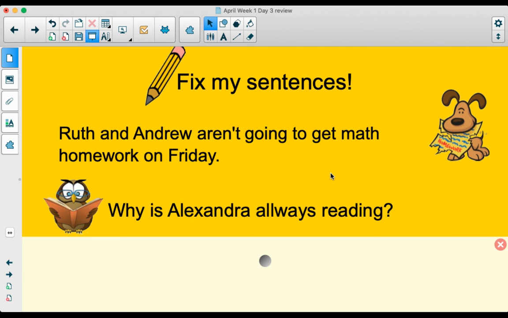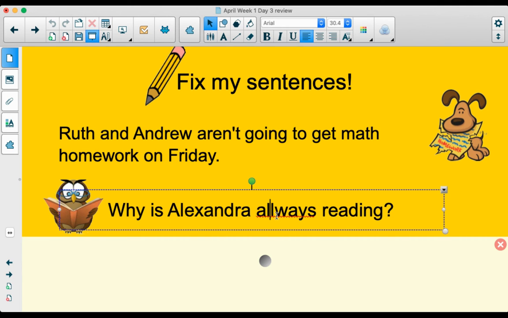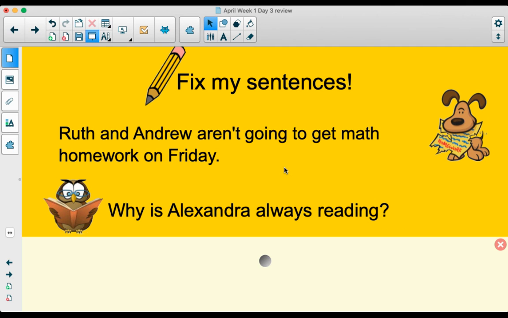Oh, no, I see a misspelling. Boys and girls, the word always only has one L. Sometimes students and even adults mess up this word. Can you spell the word always with me? Always. Great job, boys and girls.